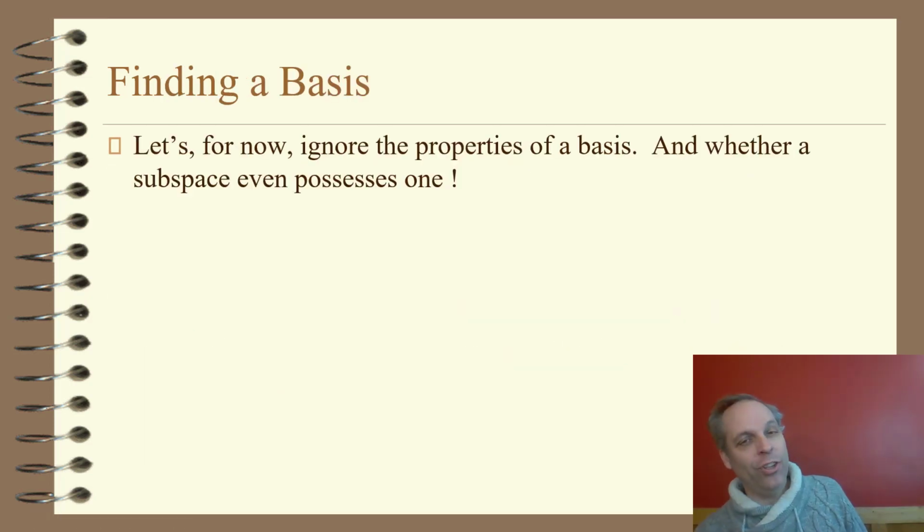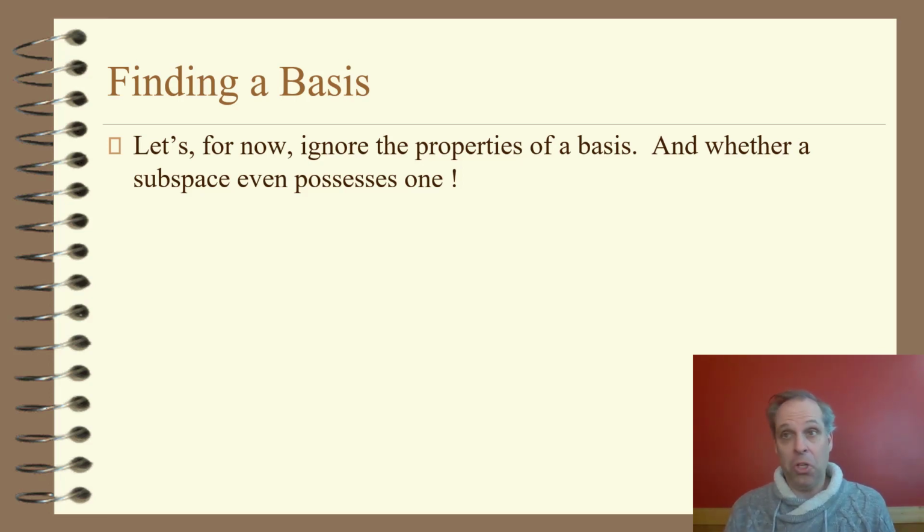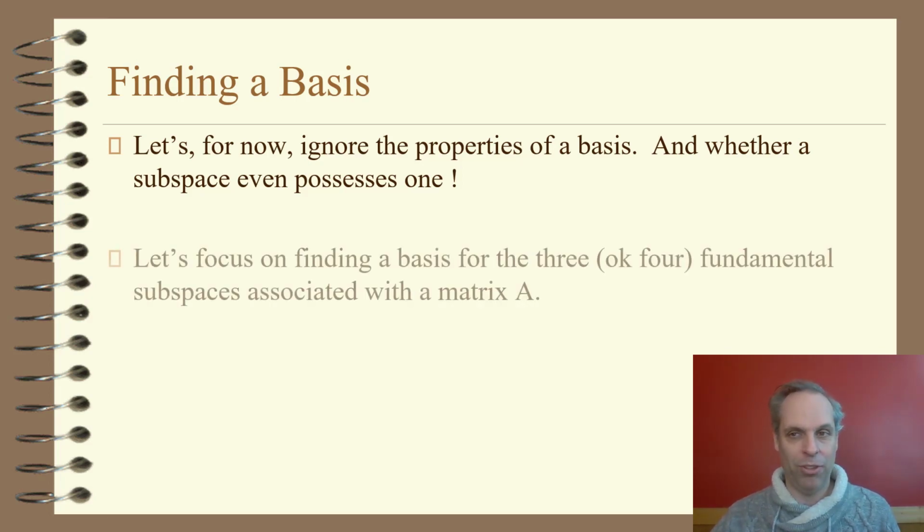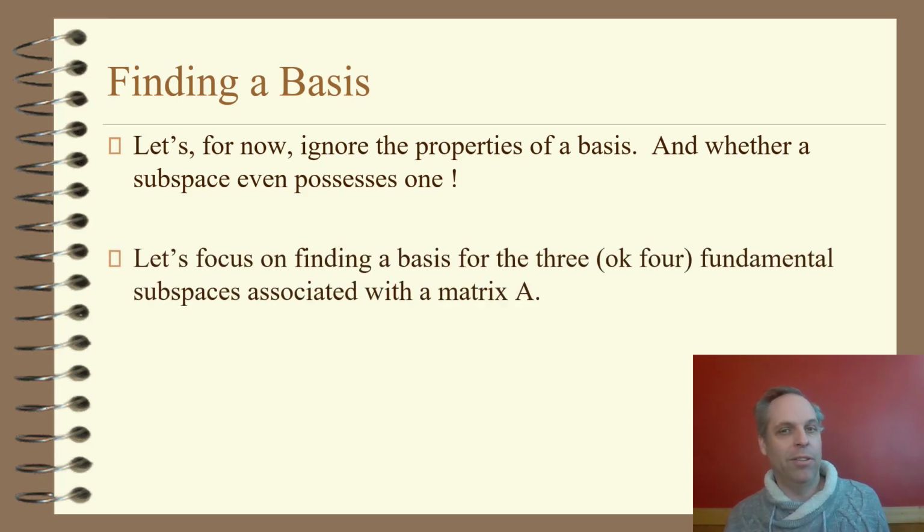For now, let's ignore discussing the properties of a basis, and also the question of whether a subspace even has a basis, because the definition just states that if a set of vectors has these two properties for a subspace, then it's called a basis for that subspace. That's not the same as saying every subspace has a basis. Again, that question comes later on. We have a serious computational problem, which is how do we even find one? If we know a certain subspace has a basis, how can we go about finding it?